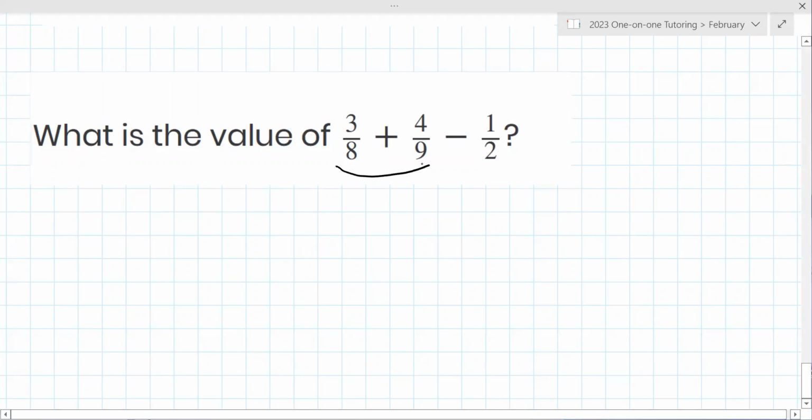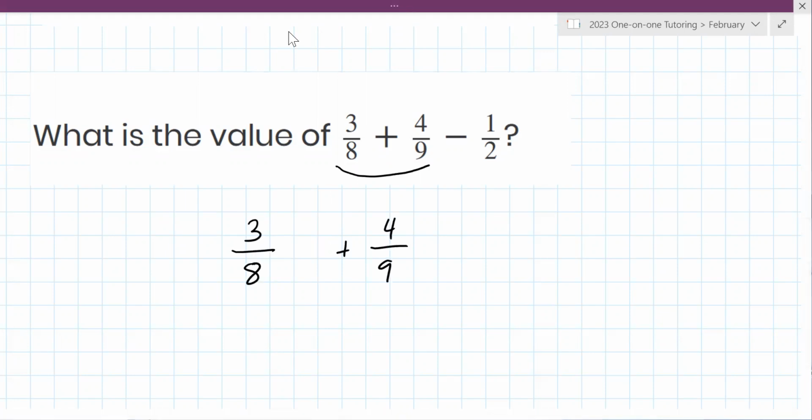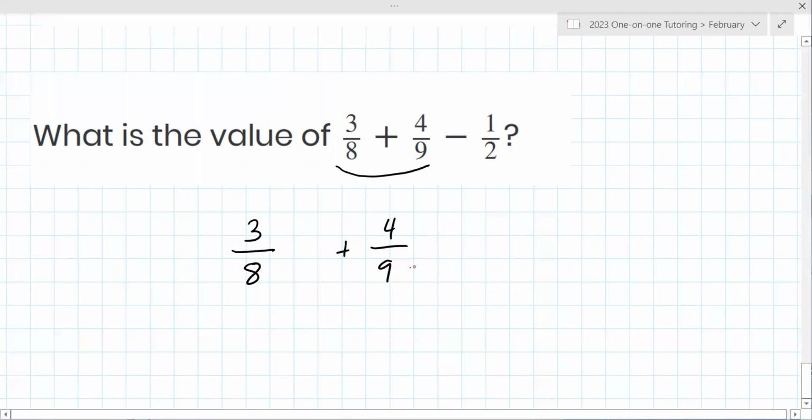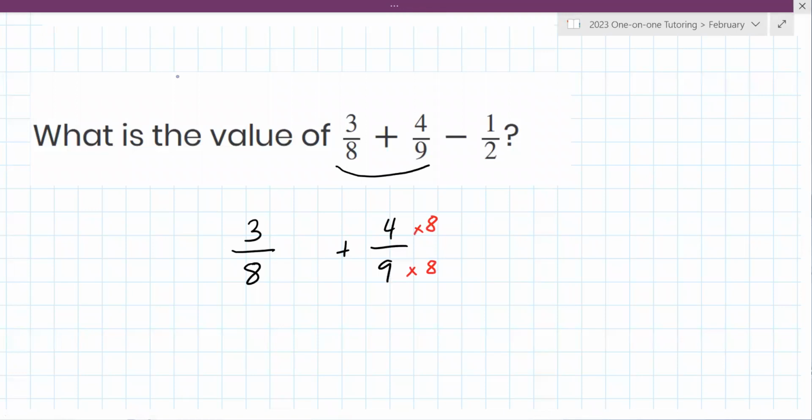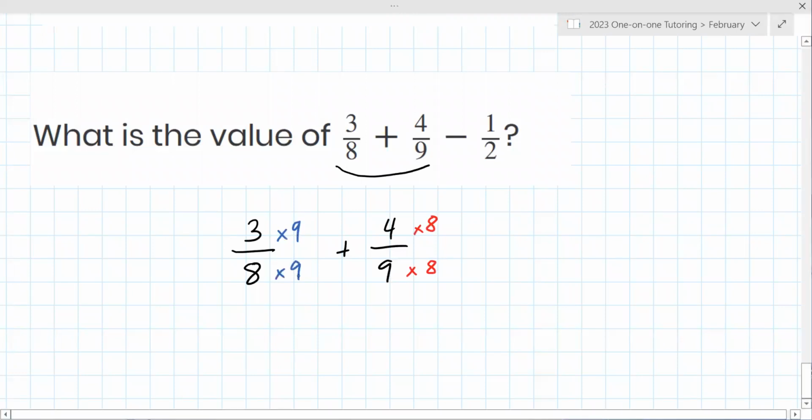Okay. How would we add those fractions? We added by 3 plus 4, 9 plus 9. Do they have the same bottoms? No. So you have to make the bottoms the same. Okay, so on the right, you're going to multiply by 8 and by 8. And on the left, you're going to multiply by 9 and by 9.